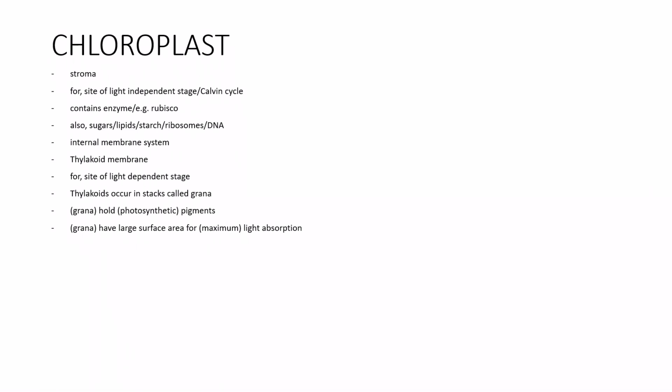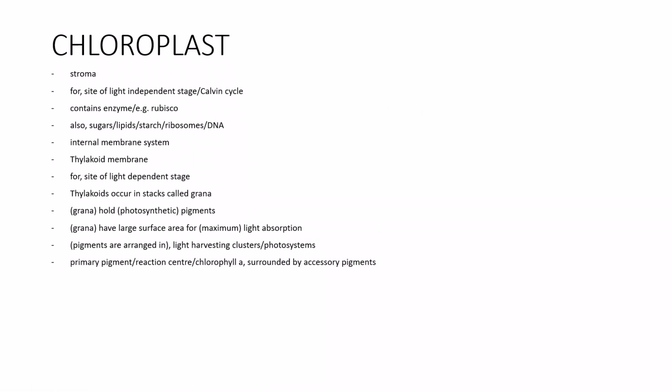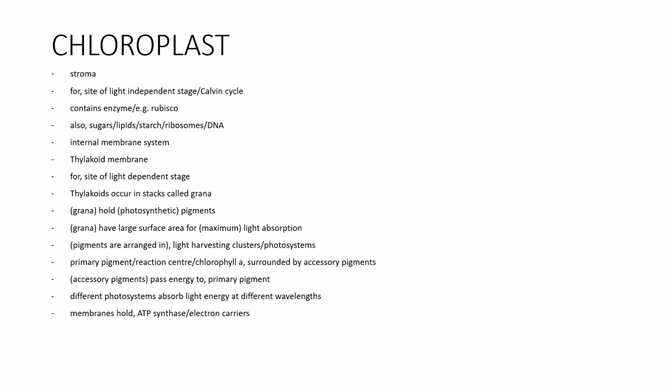The pigments are arranged in light-harvesting clusters, or we can also call it the photosystems. The primary pigment is surrounded by accessory pigments. The role of accessory pigments is to absorb light energy and to pass the energy to primary pigment. Different photosystems absorb light at different wavelengths to maximize light absorbed for photosynthesis. The membranes also hold ATP synthase, or you can also say electron carriers, for photophosphorylation.